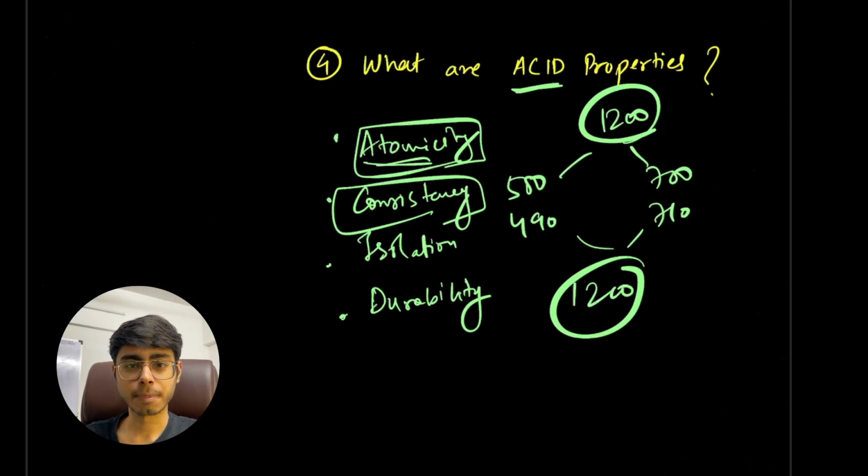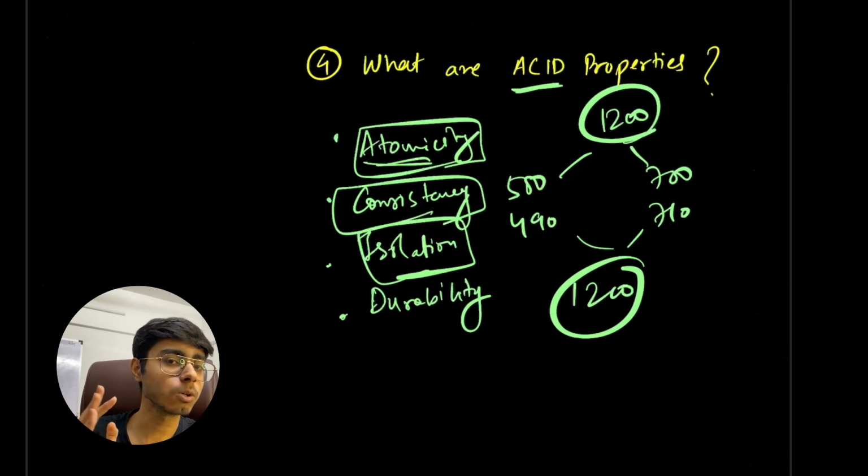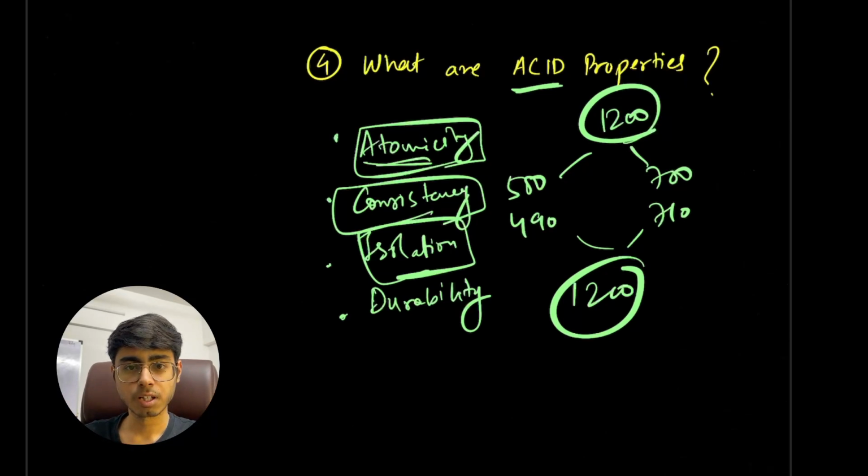This is consistency. Isolation means millions of transactions can happen at a particular instant. Simultaneously, thousands and millions and billions of transactions can happen. This is isolation, that every transaction is isolated from another transaction, right?